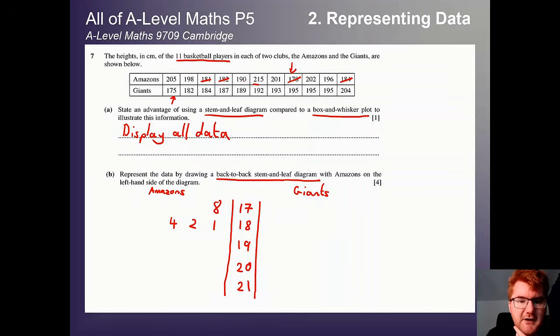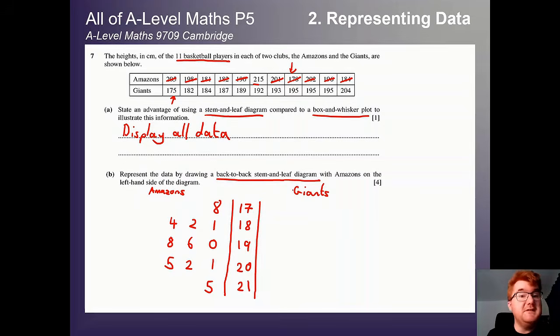Then we have the 190s. So we have 0 and 6. Cross those off. Then I've got 8 as well, so let's cross that off too. Then we have the 200s. So we have 1, 2, and 5. Again, crossing those off as we go. And then 215 will be the 5 here.